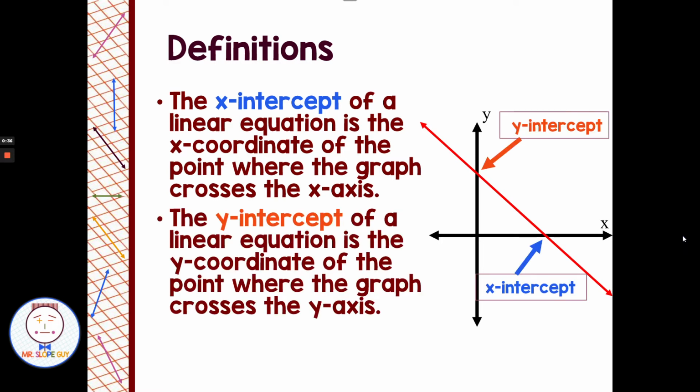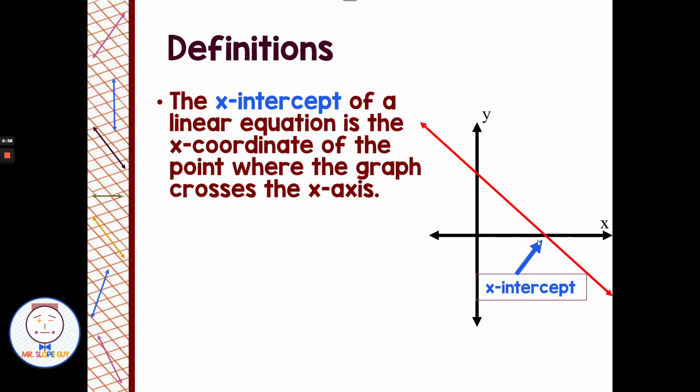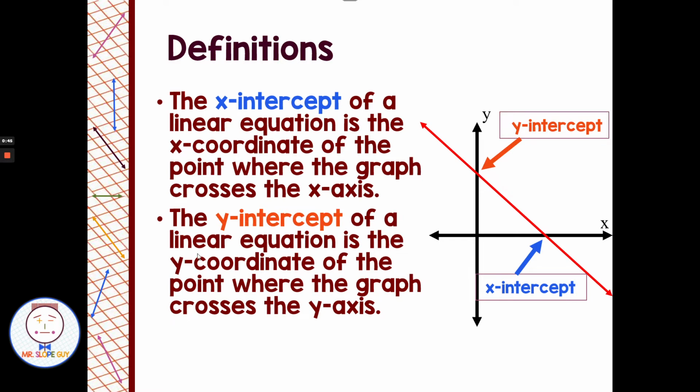So our red line crosses the x right here, and that would be the x-intercept. The y-intercept of a linear equation is the y-coordinate of the point where the graph crosses the y-axis. So I think this is a great little graph to draw. It doesn't take much time. You can draw and label where your line crosses the x, that's called the x-intercept, and where your line crosses the y-axis, and that is called the y-intercept.